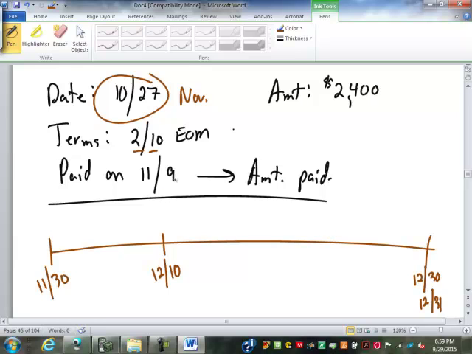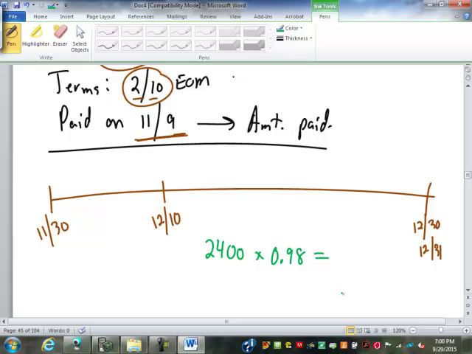So paid on, I said 11/9, didn't I? So they were well within the credit period. They could have paid it on 12/9 and still got the discount. All the way up to 12/10, they would have still got the discount. So they do get the 2% discount. So the amount paid is going to be the $2,400 times 0.98. So $2,352 is the amount paid. How many had $2,352? Good deal.